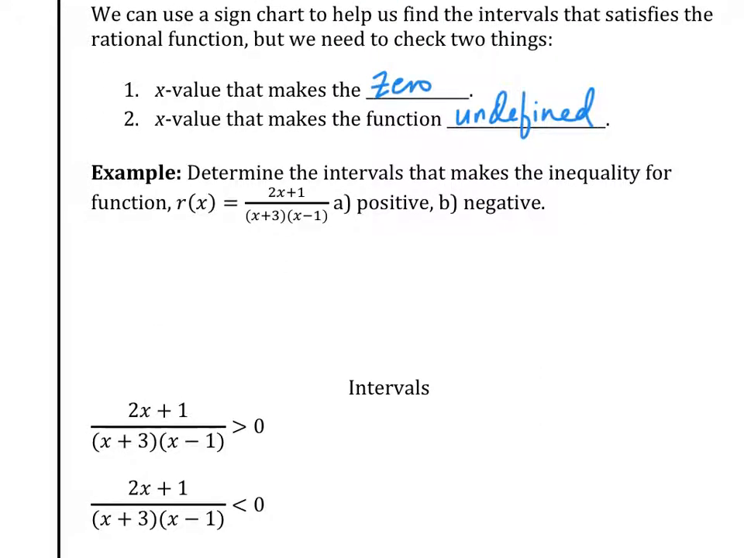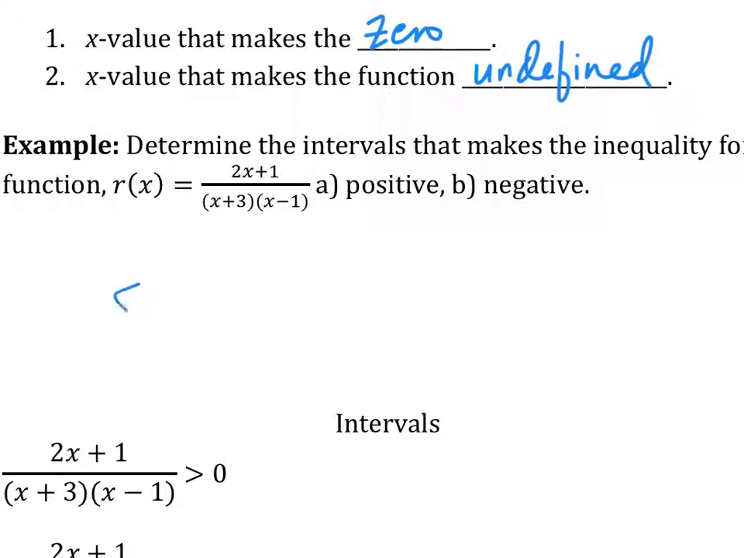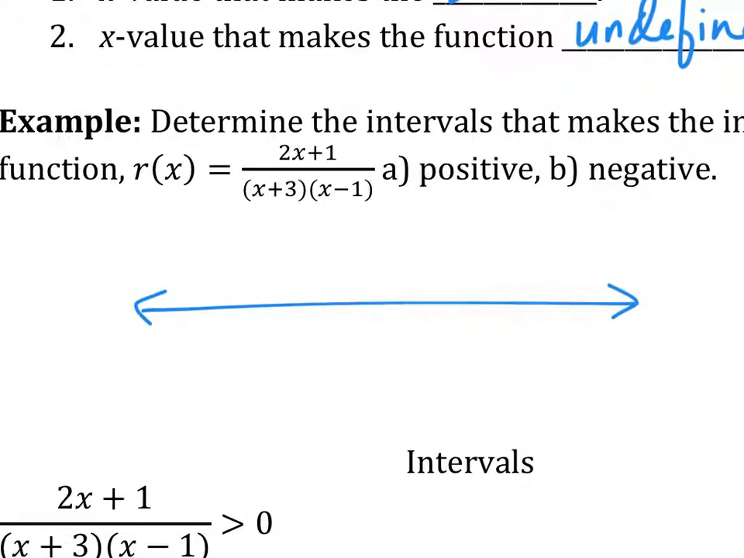We have 2x plus 1 over 2 factors. We need to write the sign chart that has the zeros and the undefined. What makes the function 0? Negative 1 over 2. What makes the function undefined? Negative 3 and 1. Are they the same kind? Like they're all making the function 0?